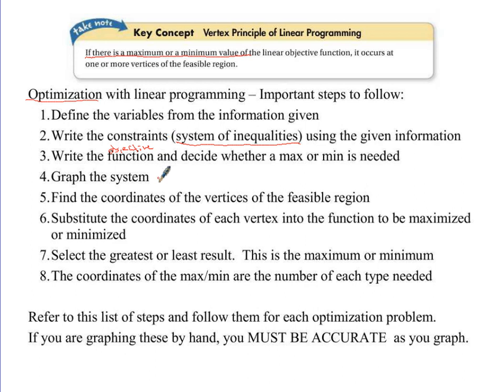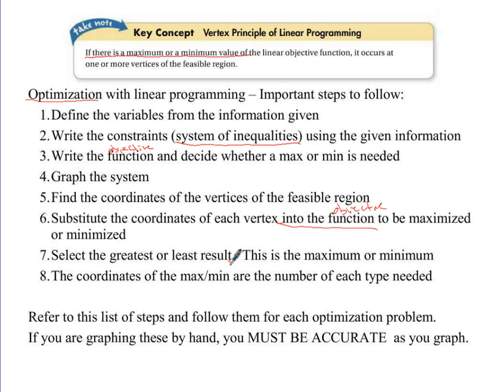Then graph the system. We know how to do that. Then find the coordinates of the vertices of the feasible region. And I just showed you how to do that. Then substitute the coordinates of each vertex into the function, and that's the objective function again. And then if you're trying to maximize, you're going to select the greatest result. If you're trying to minimize, you're going to select the least result. And that will be the maximum or minimum value.